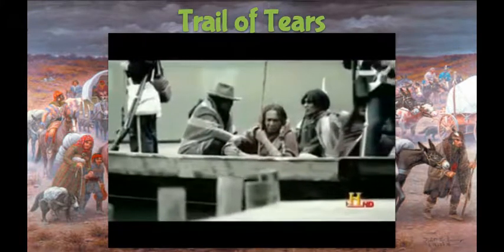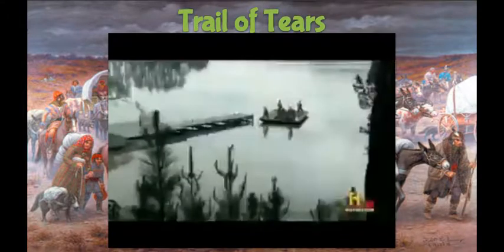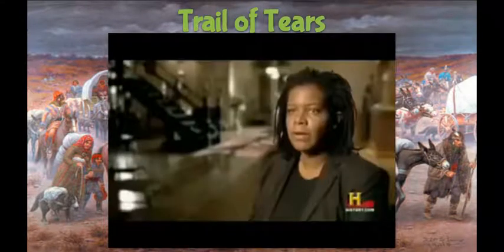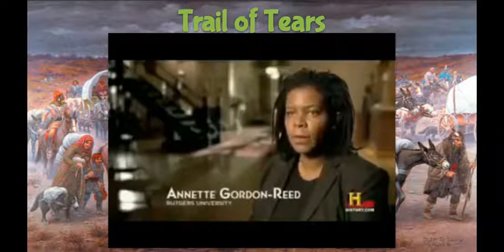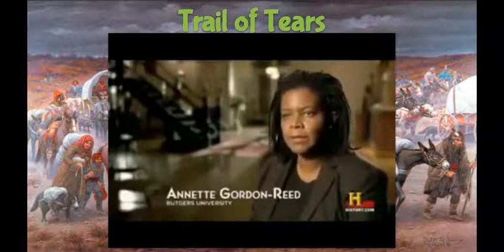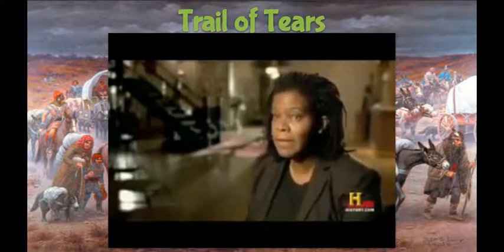A march of 1,000 miles becomes a trail of tears. It's a shameful act in American history, and it's in its own way sort of an iconic act because it really symbolizes what happened to the Native Americans.